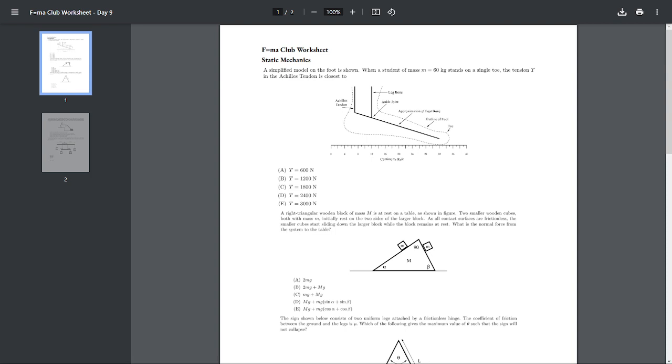So, first problem. A simplified model of the foot is shown. When a student of mass 60 kilograms stands on a single toe, the tension T on the Achilles tendon is closest to one of these values. So, let's get straight into it.